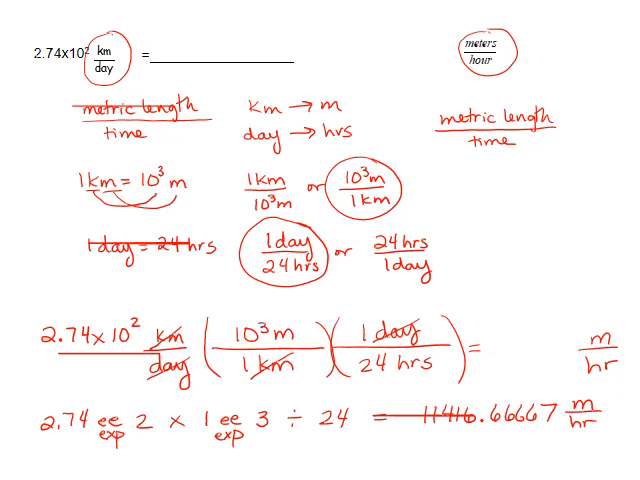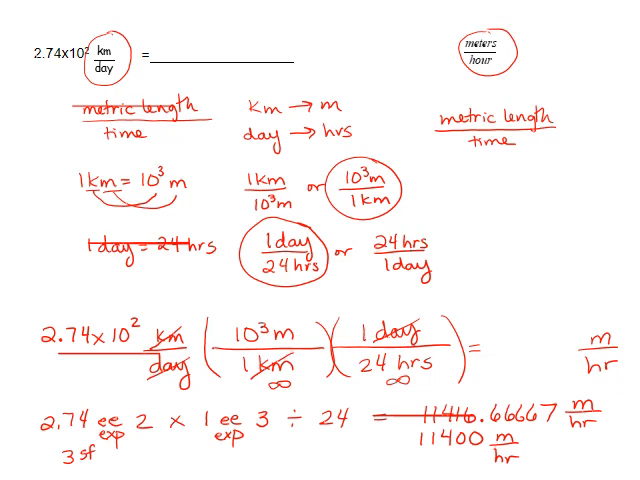Finally, what we want to do is determine the appropriate number of significant figures for our answer. Our original value had 3 significant figures. The 10 to the third meters per kilometer is an exact definition and so has an infinite number of significant figures. And 1 day is defined as 24 hours, so we'll assume that this has an infinite number of significant figures as well. Our final answer should therefore have 3 significant figures, so we'll want to round this into 11400 meters per hour.